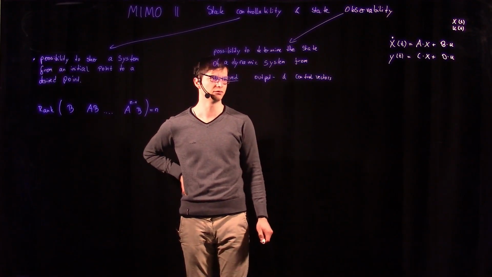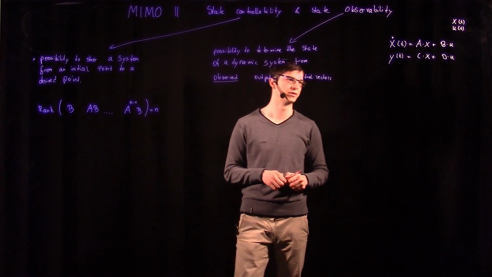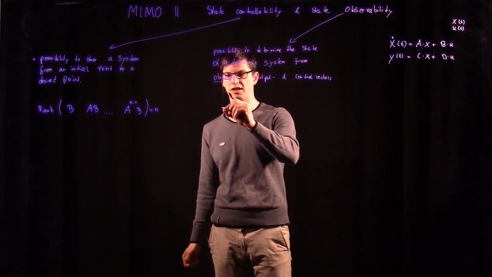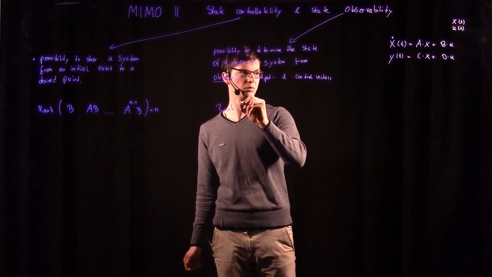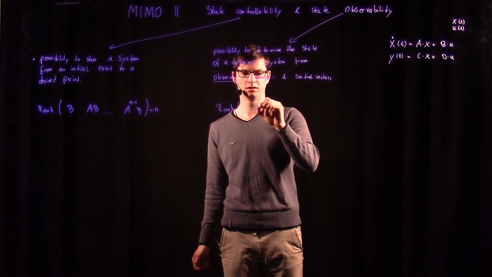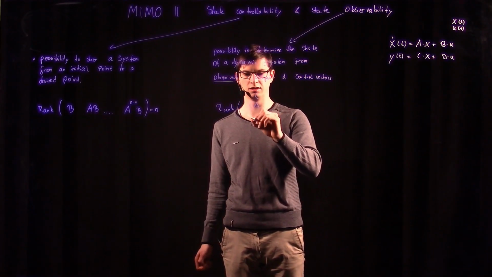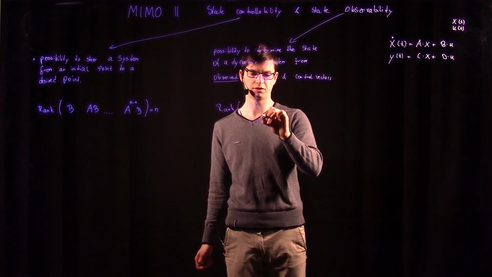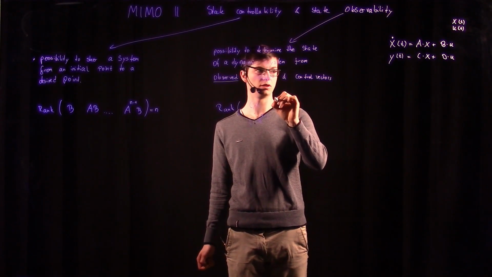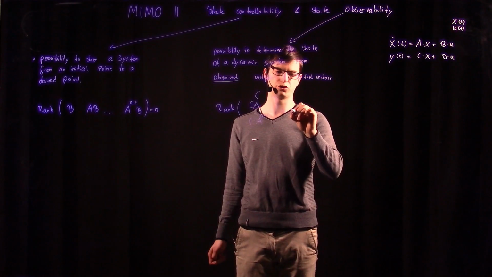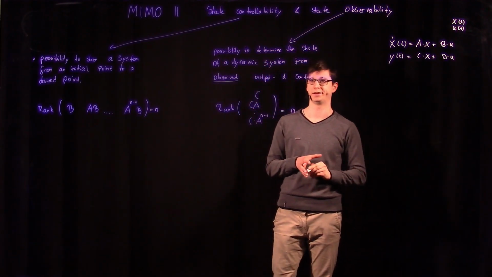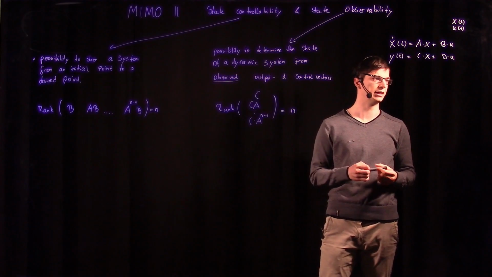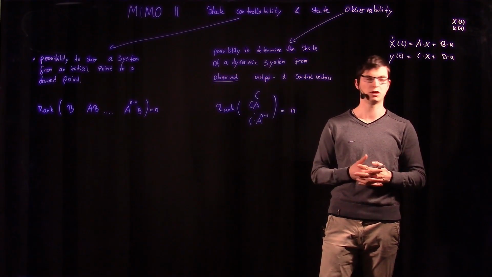That's the first part. For observability, we have a different description, and there we say that the rank of the matrix C, CA, up to C times A to the power of n minus 1, shall be n as well, and then we can say that the system is observable from our definition point of view.